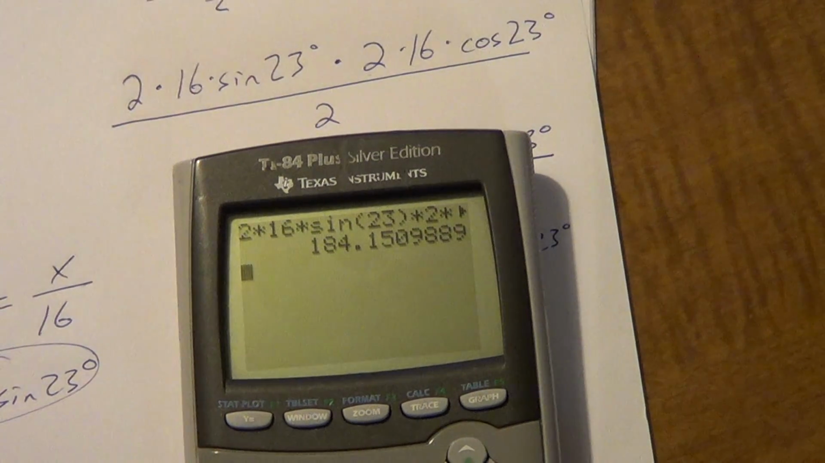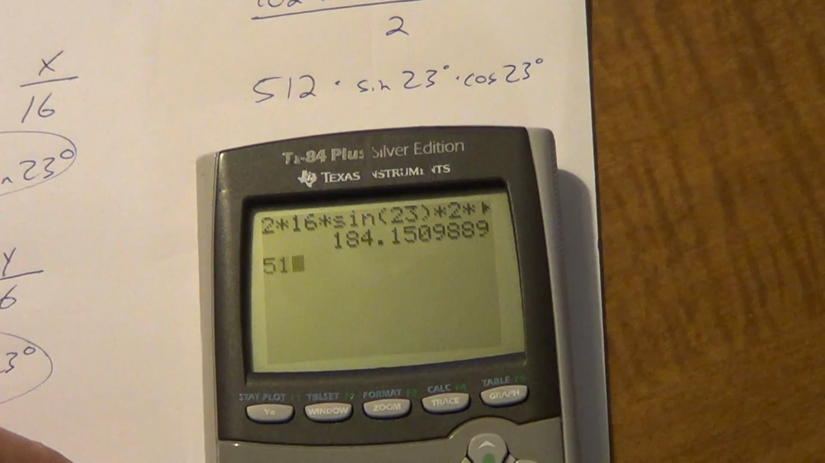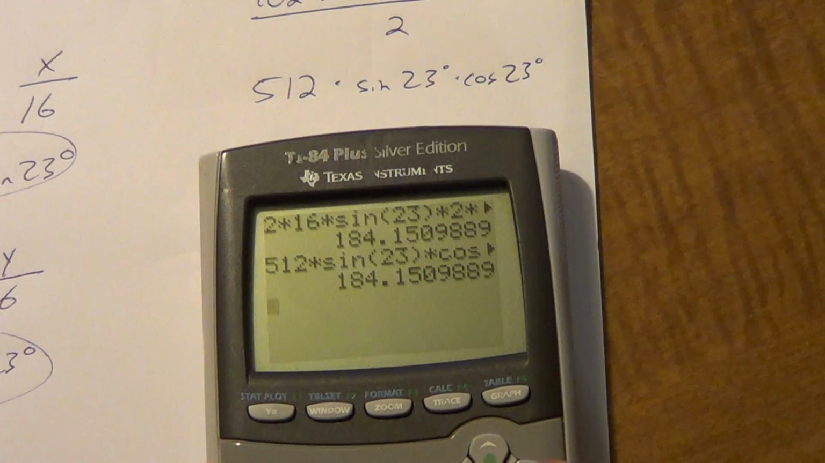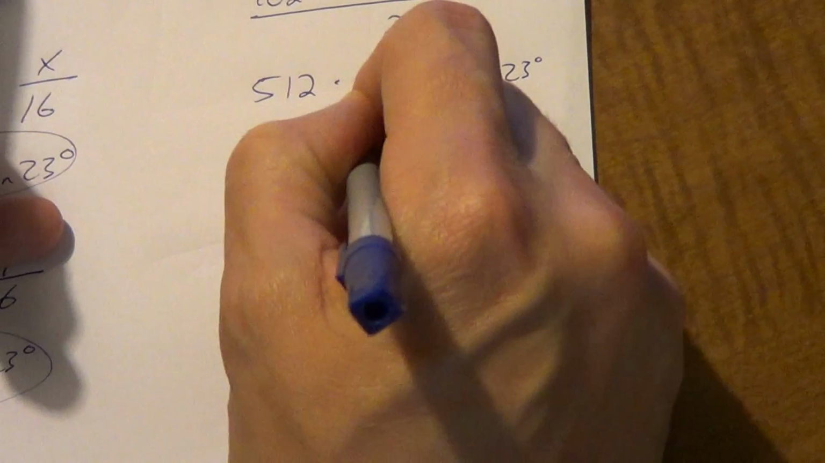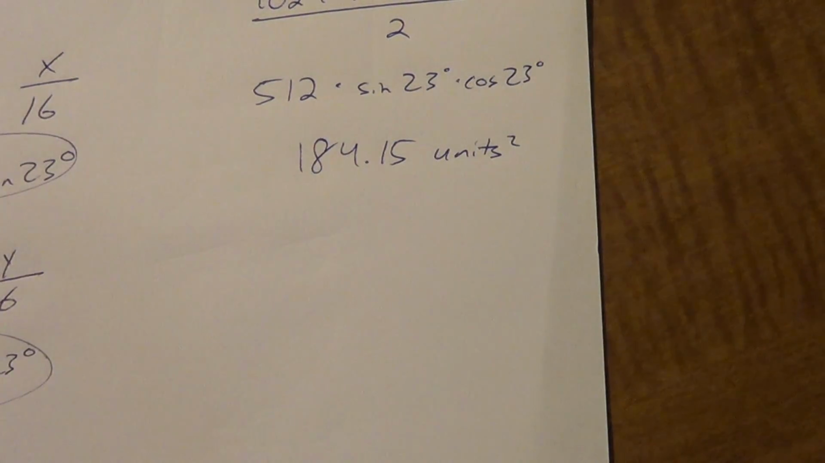All right, so let's look at doing it this somewhat simplified way. 512 times the sine of 23, close the parenthesis, times the cosine of 23 degrees, close the parenthesis. Same exact answer. 184.15 square units.